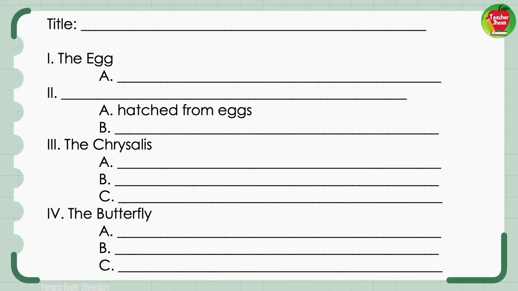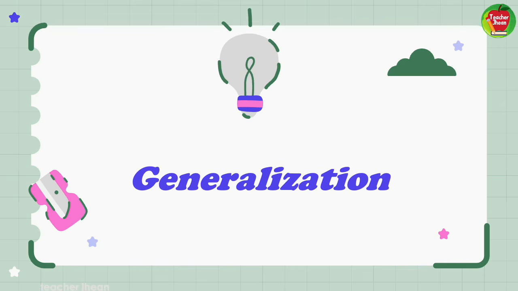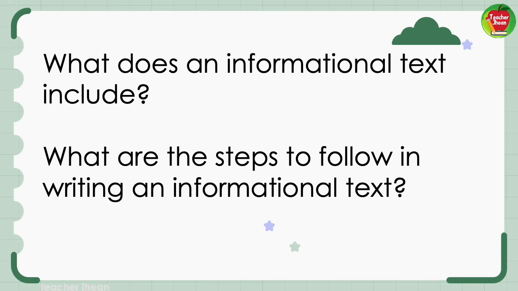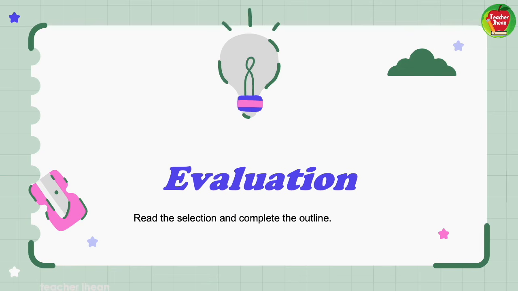Write about the title, the topics about the egg, what will be the subtopics. Now you need to fill out everything with the text that you read earlier. And here are the answers. For the generalization, what does an informational text include? What are the steps to follow in writing an informational text? For the evaluation, read the selection and complete the outline.